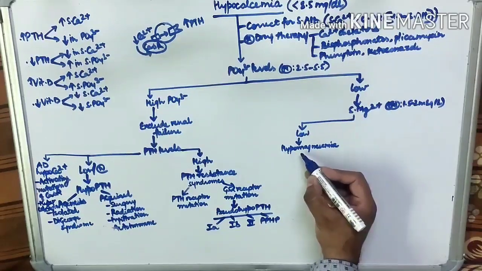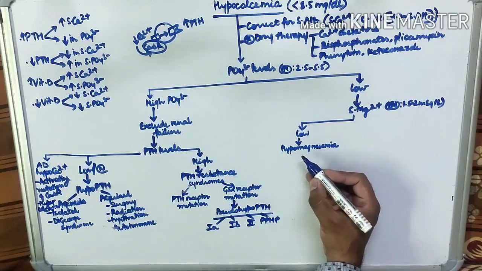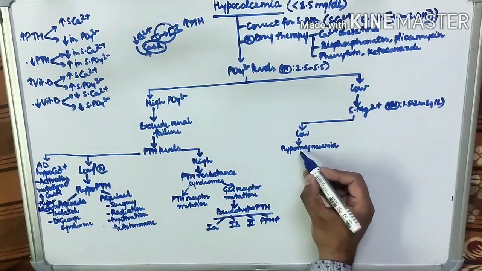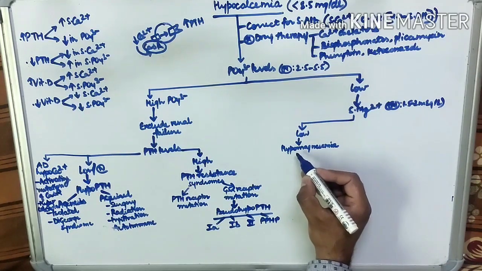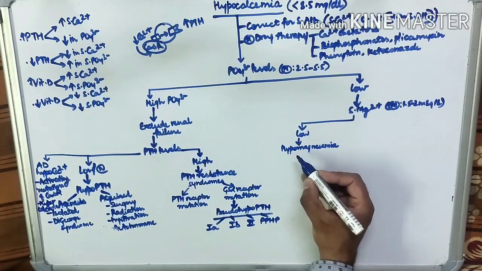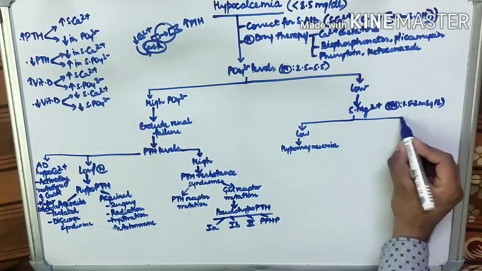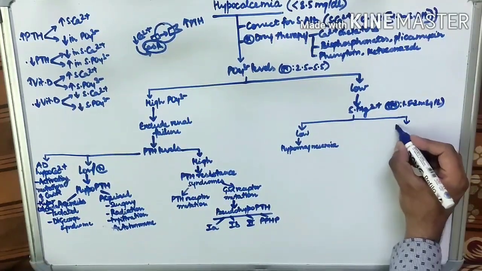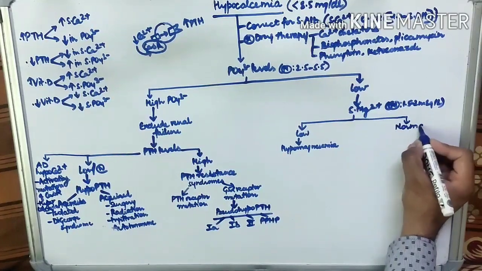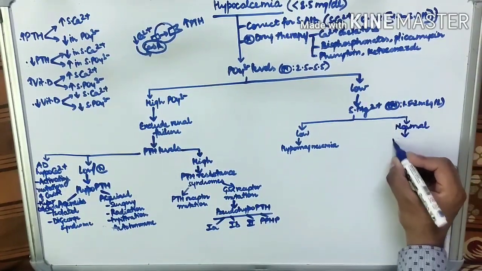Now, how does it result in a hypocalcemic and hypophosphatemic state? Hypomagnesemia results in impaired PTH secretion and also PTH resistance in bone. So it is very important to rule out hypomagnesemia and treat it in a patient of refractory hypocalcemia and hypophosphatemia. Now, if serum magnesium levels are normal, then you should look for vitamin D levels.